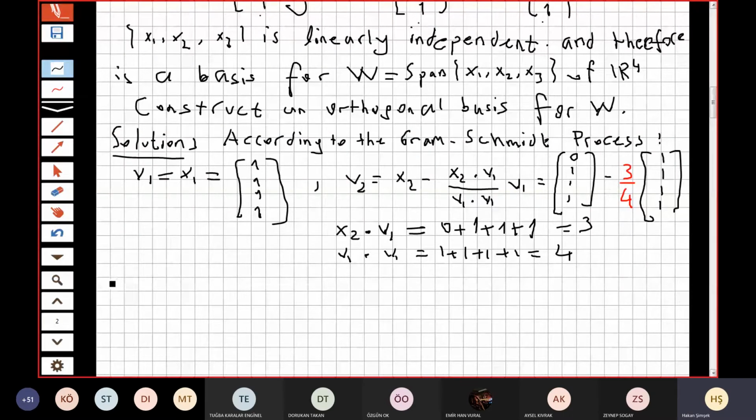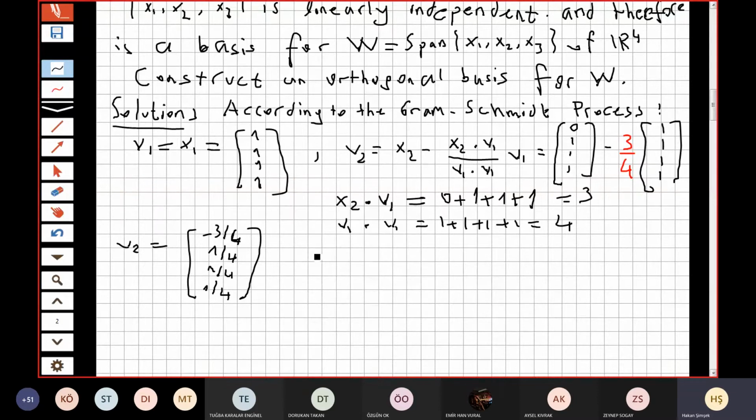Therefore, V2 is equal to 0 minus 3 over 4 times 1, which becomes minus 3 over 4. 1 minus 3 over 4, because 3 over 4 times 1 is equal to 3 over 4. 1 minus 3 over 4 is equal to 1 over 4. And 1 minus 3 over 4 for the third component is again 1 over 4, and the last component is also 1 over 4. That's it. This is the second vector.